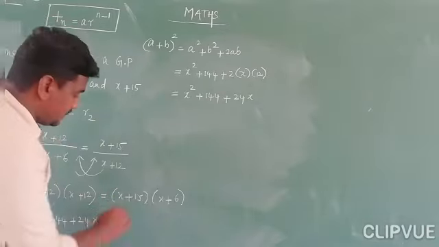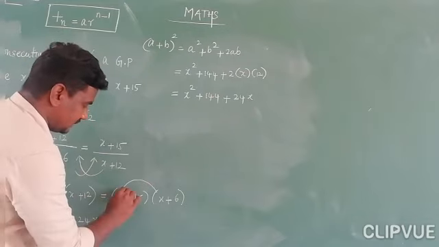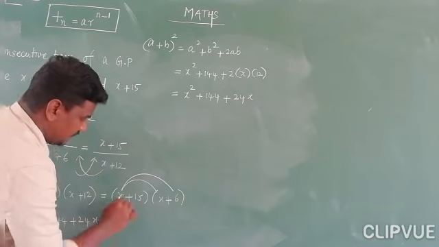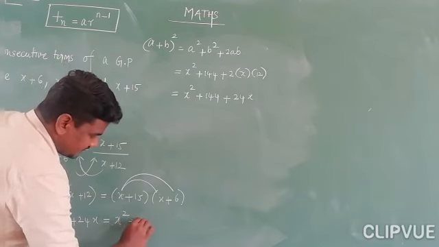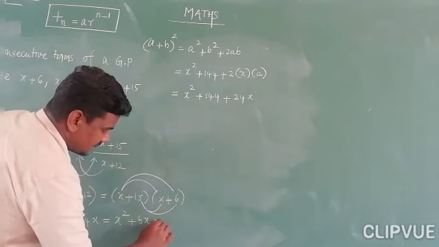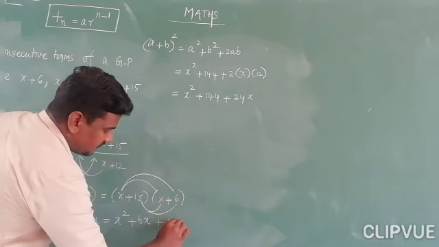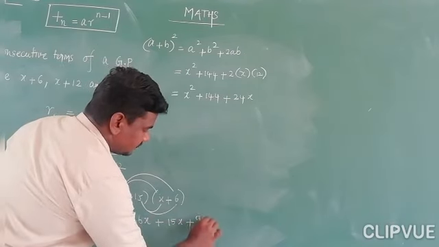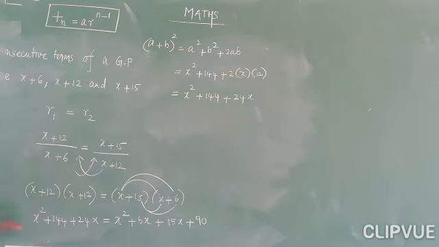Okay. So the expansion of this one is x square plus 144 plus 24x, which is equal to, here multiplying a binomial by a binomial. First term, first term; first term, second term. X into x, x square. X into 6, 6x. Next, second term, first term; second term, second term: 15 into x, 15x, plus 15 into 6, 90. Okay. So now simplify them.